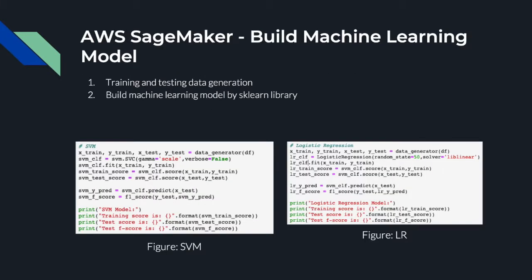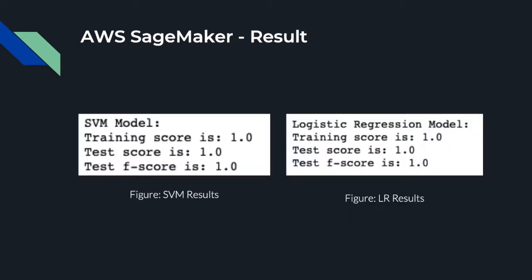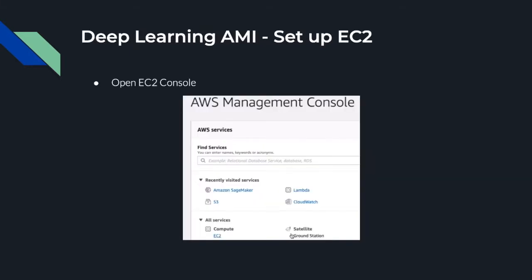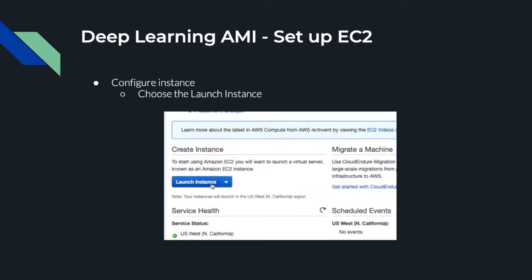In this part, we have to build the machine learning model, and do training and testing data generation. Here's the result we get. And here's the second part, the deep learning AMI. First, we have to open the EC2 console. Here's what we did in the lab, so you can check that in the demo we will post later.